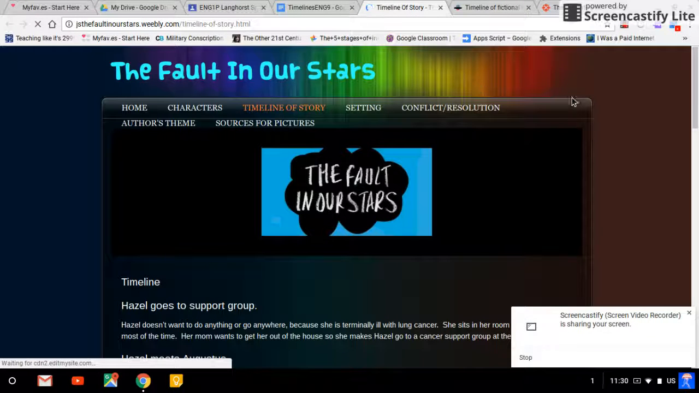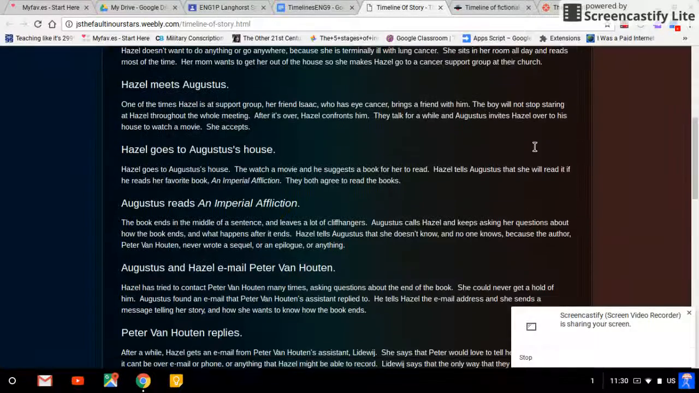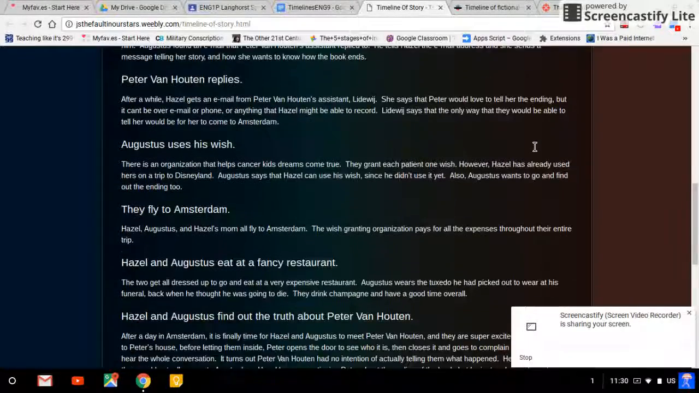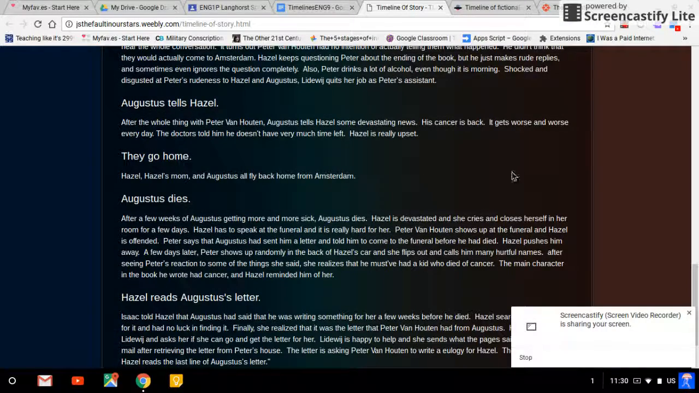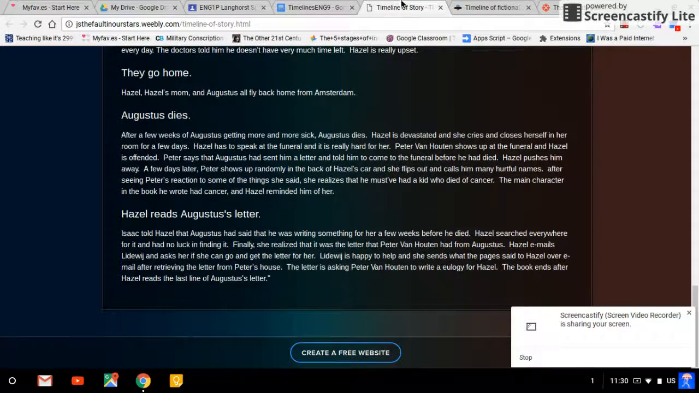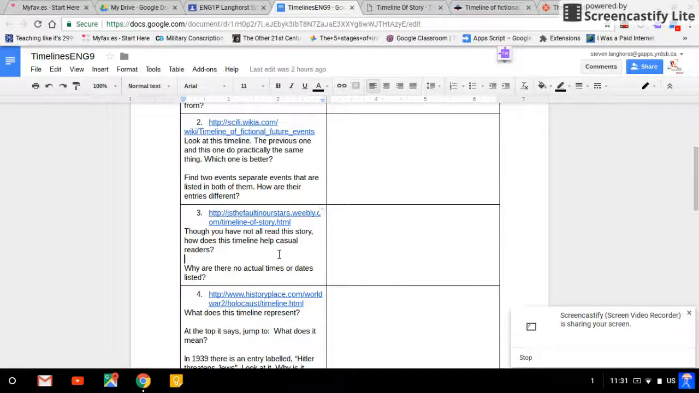Some of you may have seen this story, The Fault in Our Stars. It's a pretty interesting way to set up a timeline. And again, you're flicking through this. You don't really need to read it in detail to be able to answer the question. The question is, though you have not read this story, how does this timeline help casual readers?